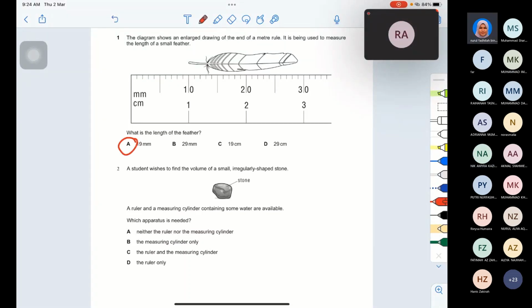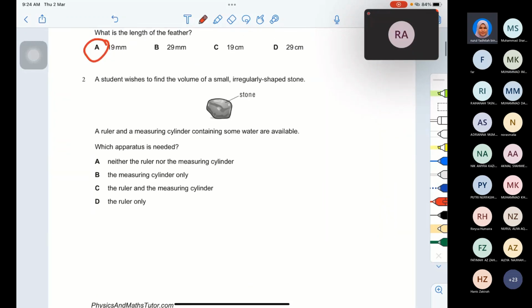Right. So number 2, a student wishes to find the volume of a small irregular shaped stone. A ruler and measuring cylinder containing some water are available. Which apparatus is needed? So this is the way the question asks. What's the answer? B. Agree, everyone? The measuring cylinder only. Do we need a ruler? No, because it's already a measuring instrument. It has a scale on the side.